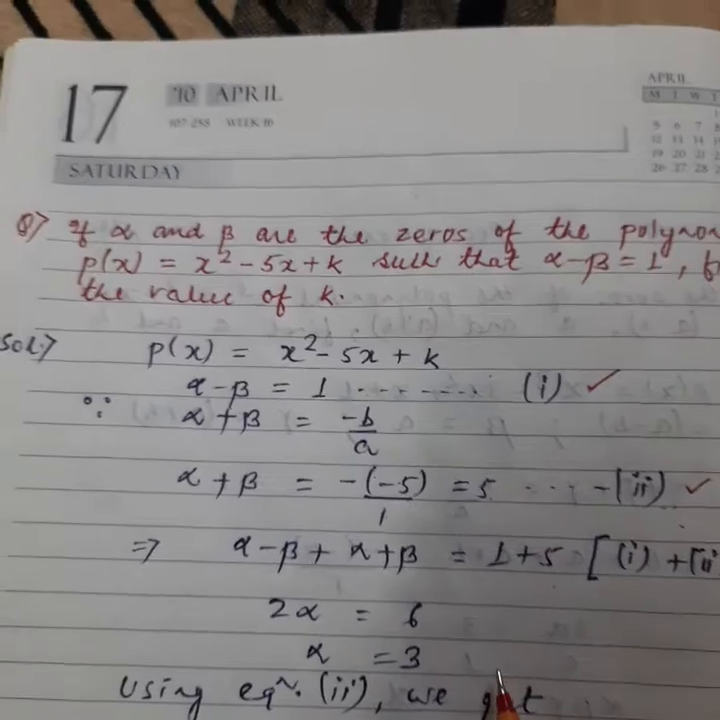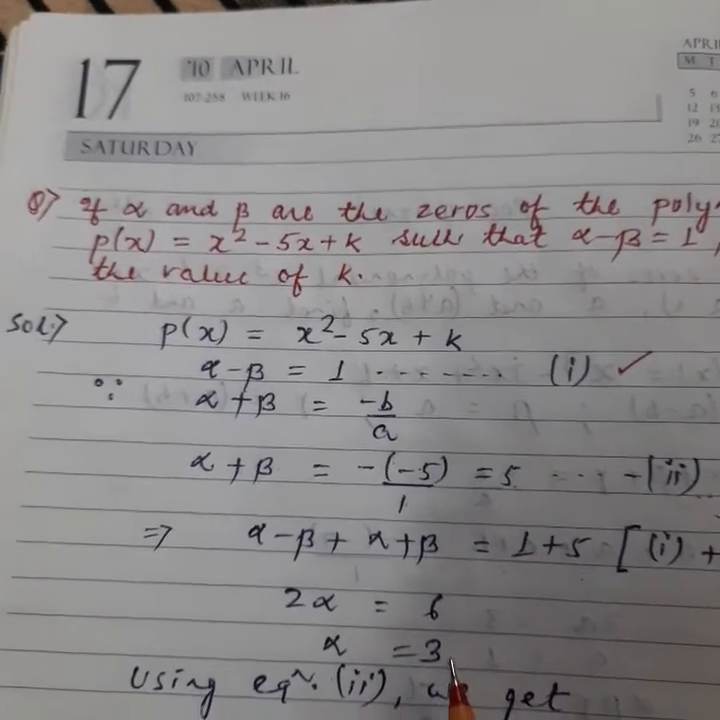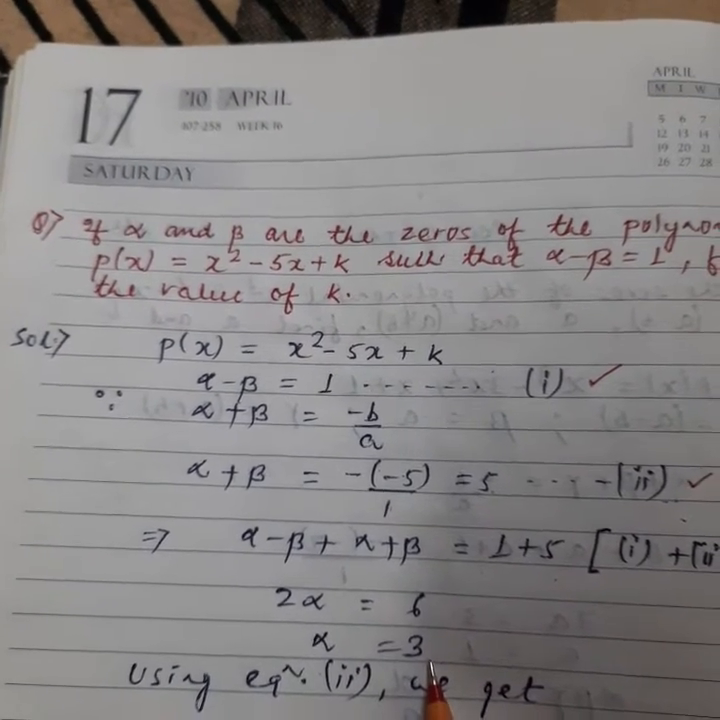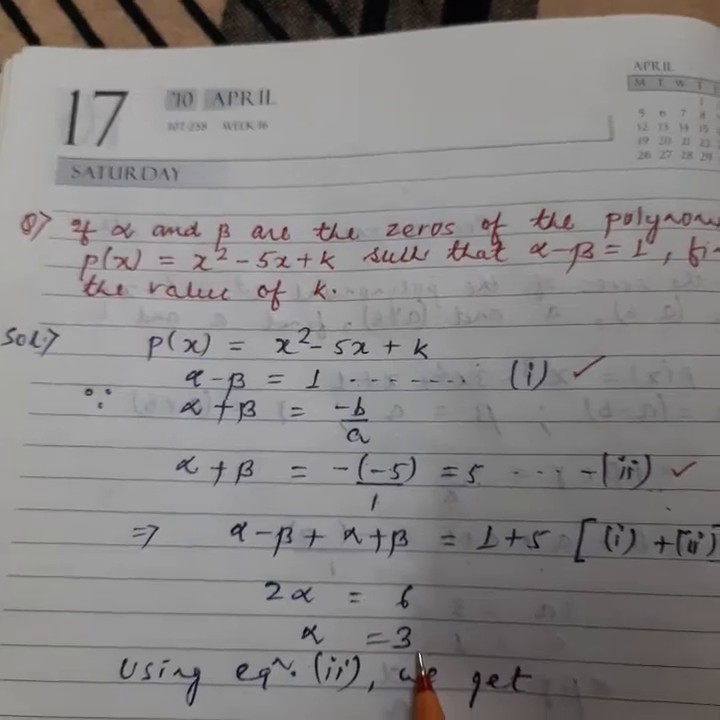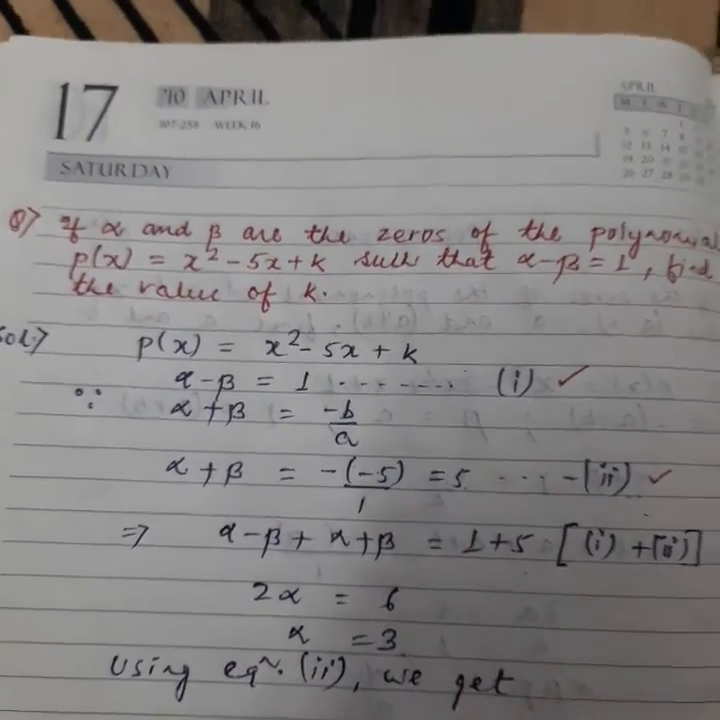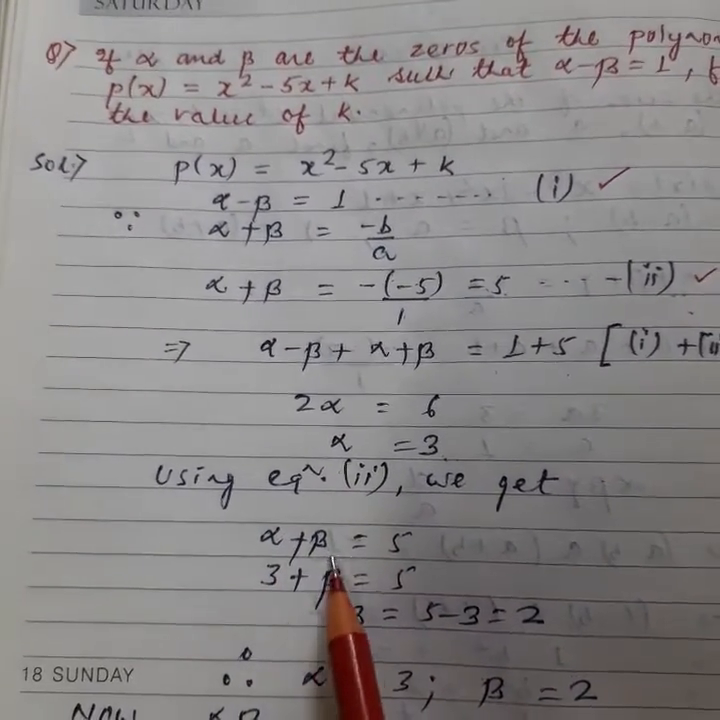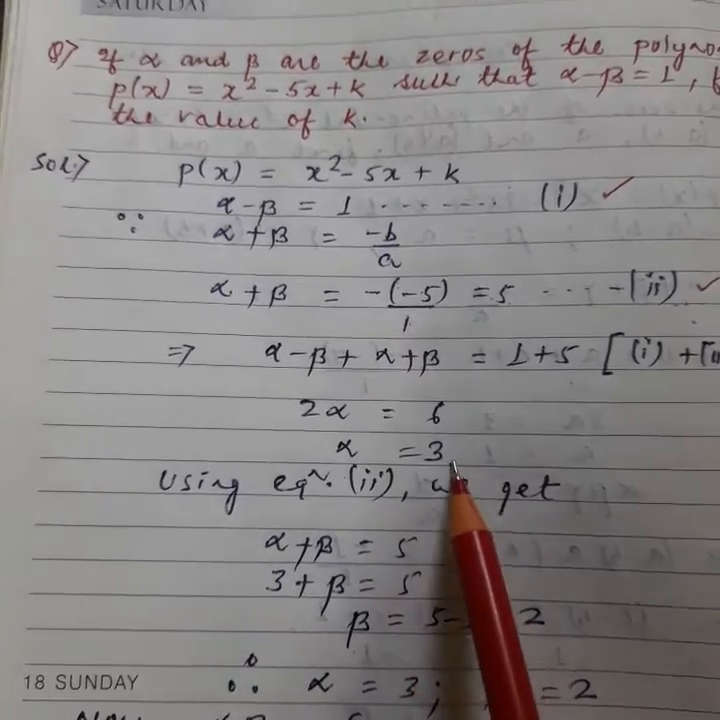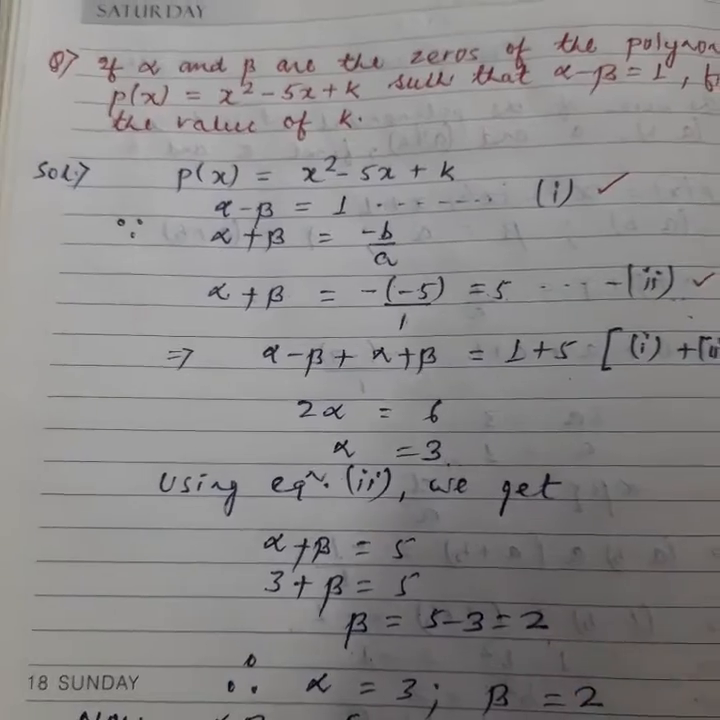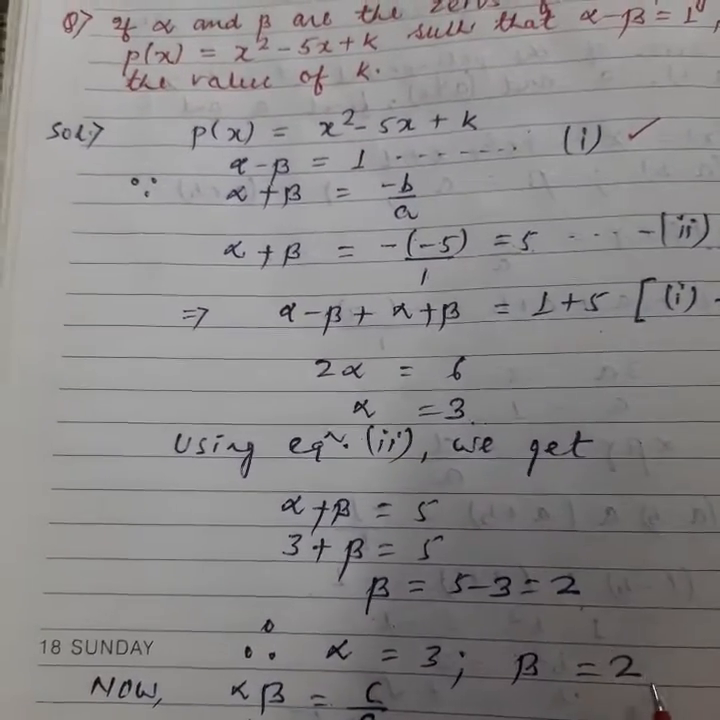Solving this, we can easily get the value of alpha is 3. Now, you can put this value of 3 in equation 1 or equation 2. I am putting it here in equation 2, which was alpha plus beta equals 5. So using equation 2, that is alpha plus beta equals 5, putting this 3 in place of alpha, what did we get? Beta is 2. So finally we got the value of alpha is 3 and the value of beta is 2.